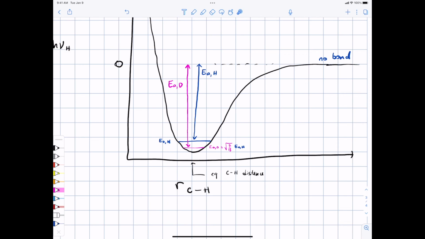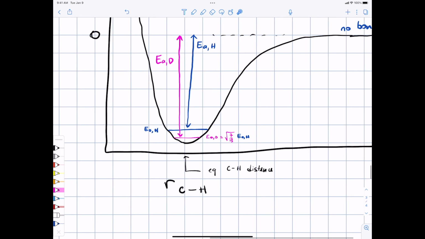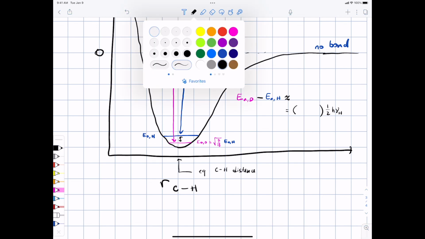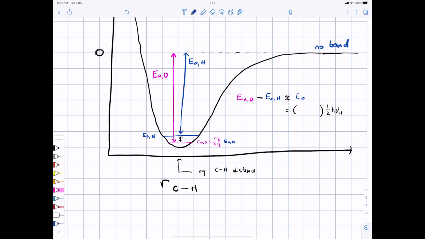Okay? And of course, this would describe breaking the bond, not making a new bond, and so this is not really a great description of the transition state. But basically, we're going to approximate the difference in the activation energies for the carbon-deuterium bond versus the carbon-hydrogen bond as being this difference in 0-point energies here. So EAD minus EAH should be equal to, roughly, the 0-point energy for hydrogen minus the 0-point energy for deuterium. Or, in other words, 1 minus the square root of 7/13, times 1/2 h times the vibrational frequency.